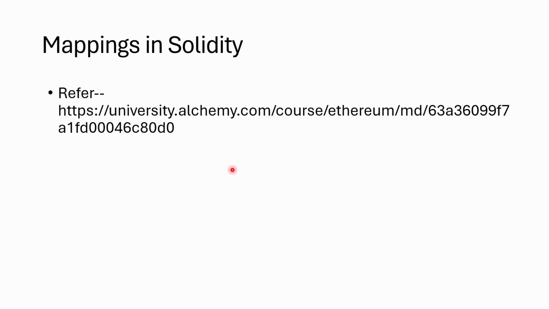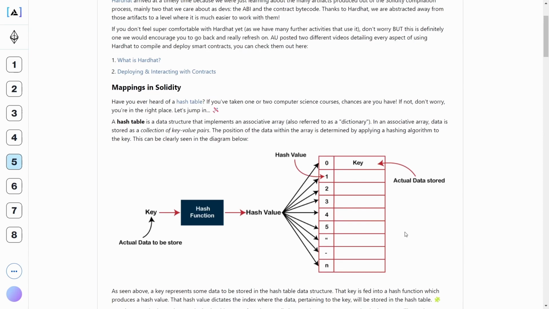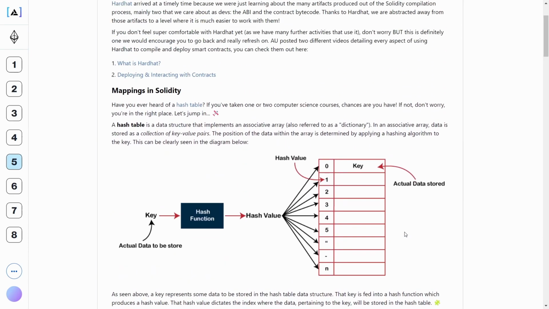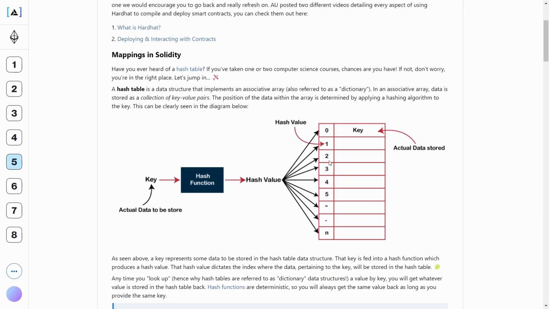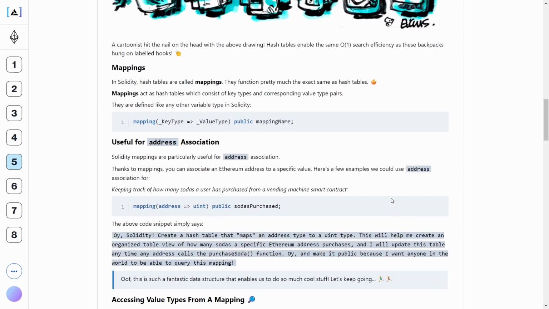For that, we need to understand the data structure in Solidity known as mapping. You can refer to Alchemy University's lesson on mapping in Solidity. We will just have a reference of that. So this is the resource on mapping. We are actually constructing a hash table where the hash will be the mapping's key and the values will be stored on the hash table. That's what we are trying to achieve.